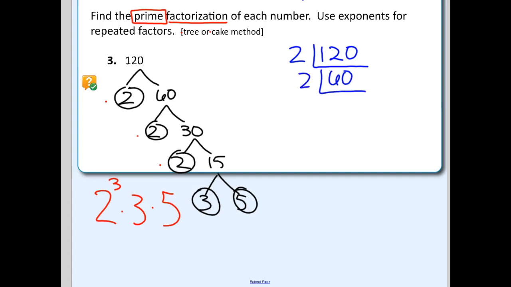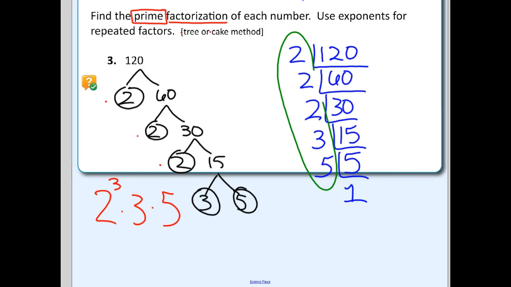Well, 2 will go into 60, that'll be 30. 2 goes into 30, that's 15. 2 won't go into 15, so my next prime number is 3. 3 goes into 15 5 times. Well, 3 won't go into 5, but 5 will, and you keep going until you get a 1. Okay, now let's look and see what our prime factorization is.